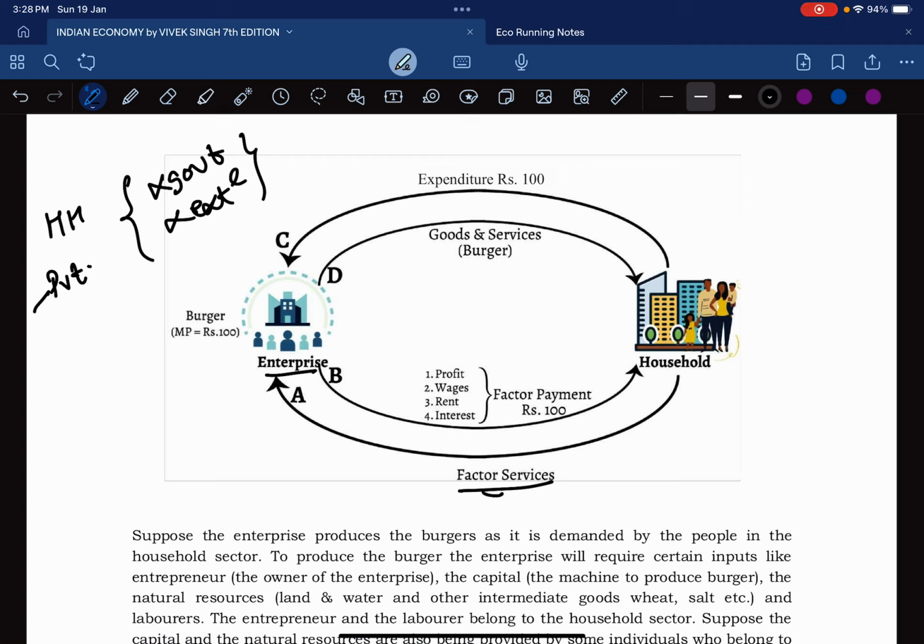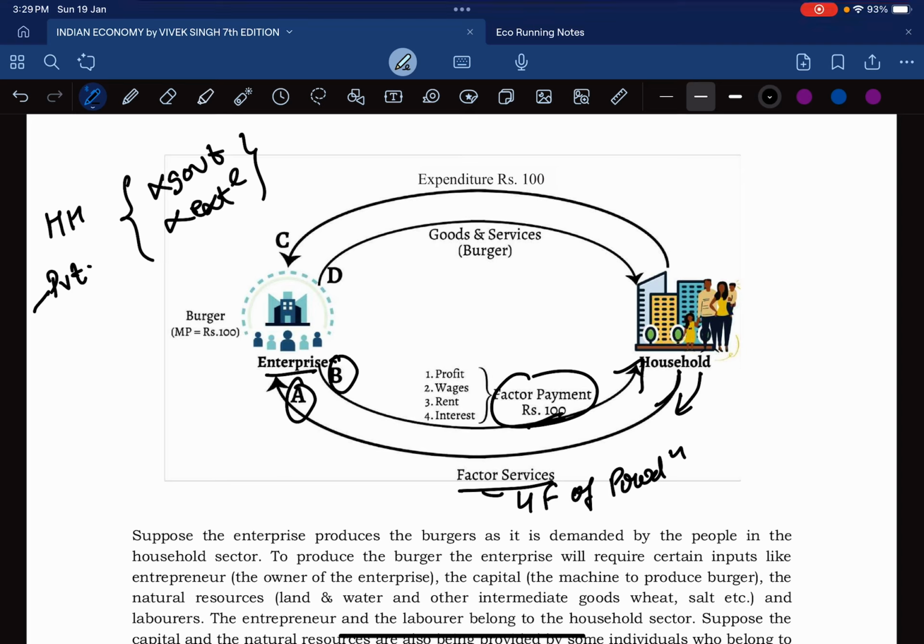What are factor services here? The 4 factors of production that we have studied earlier, right? That will be provided by the household. So at the first step will be household will provide factor services to enterprise A. Then when the factor services will be provided, the factor payment will be done by enterprise to household. This is the factor payment. So we have assumed that the rupees 100 of factor payment has been done to the household.